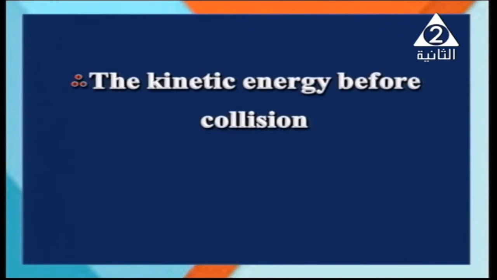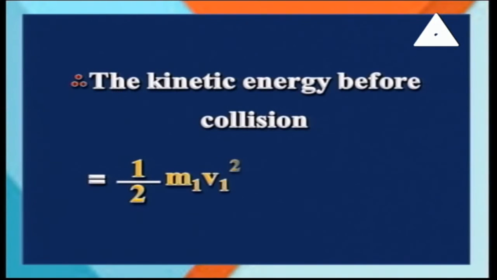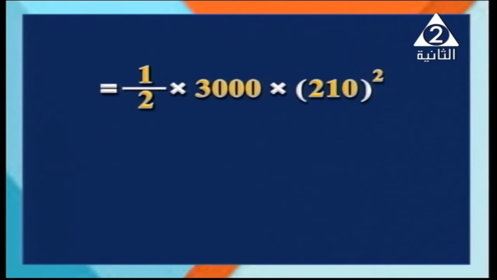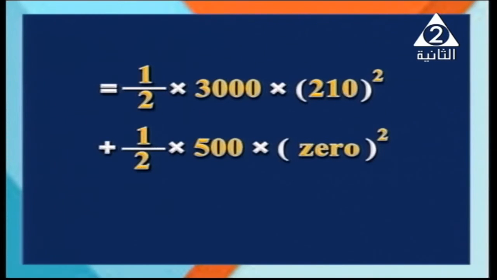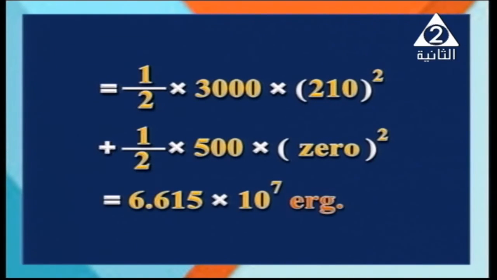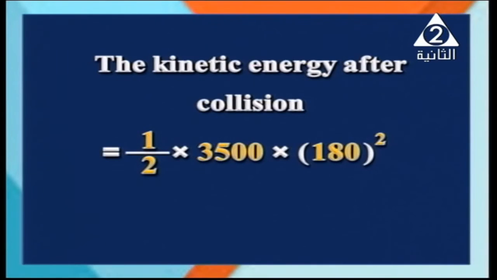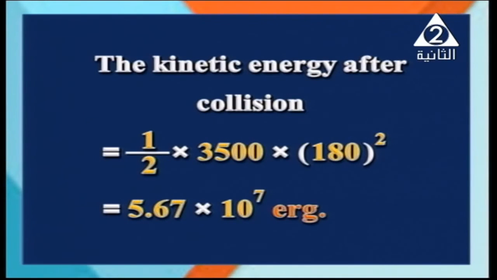Therefore, kinetic energy before collision equals half M1 V1 square plus half M2 V2 square, equals half times 3000 times 200 power 2 plus half times 500 times 0 power 2, equals 6.615 times 10 power 7 erg. Kinetic energy after collision equals half M V square, half times 3500 times 180 power 2, equals 5.67 times 10 power 7 erg.